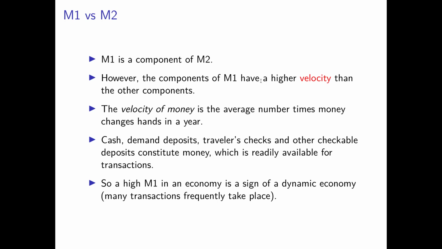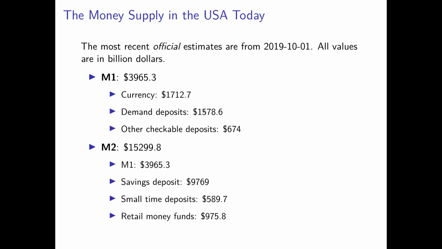The components of M1 have a higher velocity than the other components, the non-M1, M2 components. What does velocity mean? The velocity of money is the average number of times money changes hands in a year. Okay. Now let me go back a few slides and let's try to understand it. In M1 we have currency, we have demand deposits, and we have other checkable deposits. These components represent money that you are ready to spend.